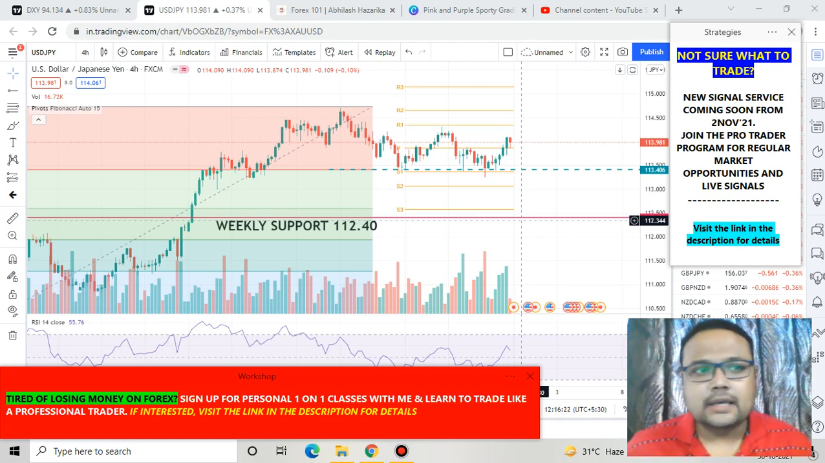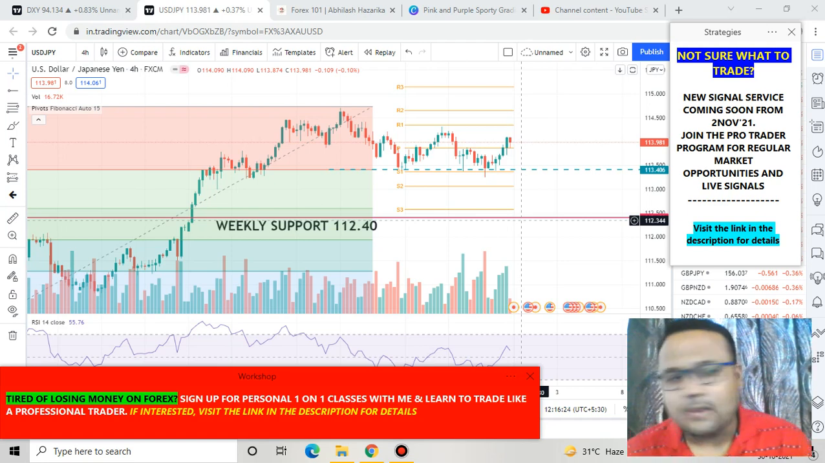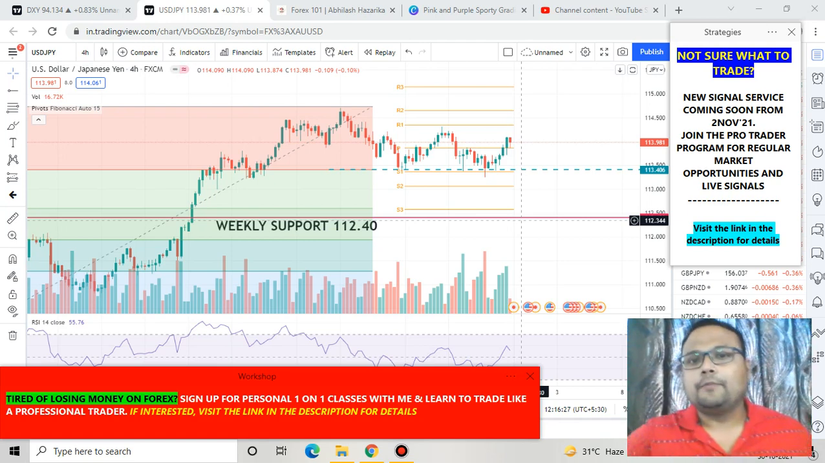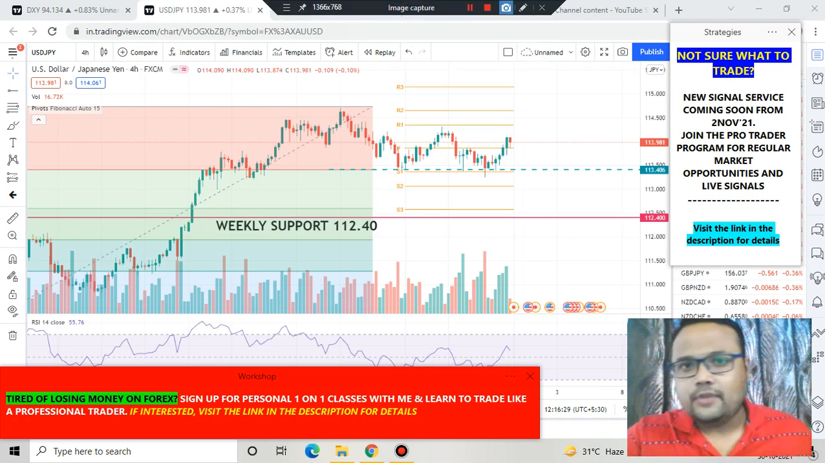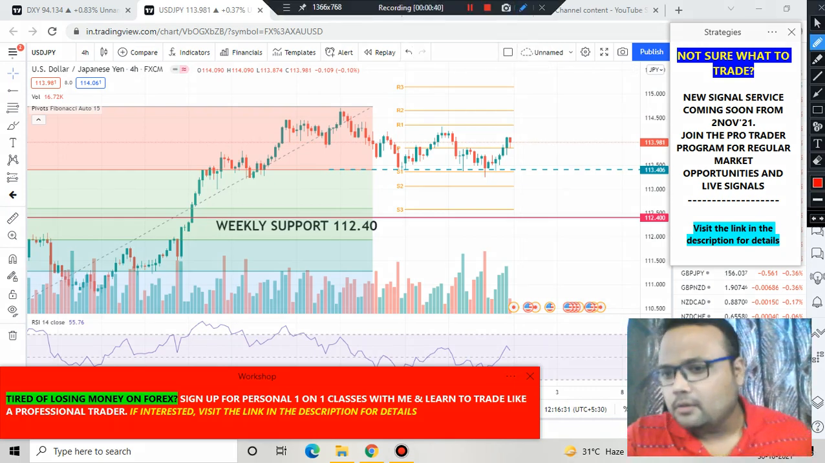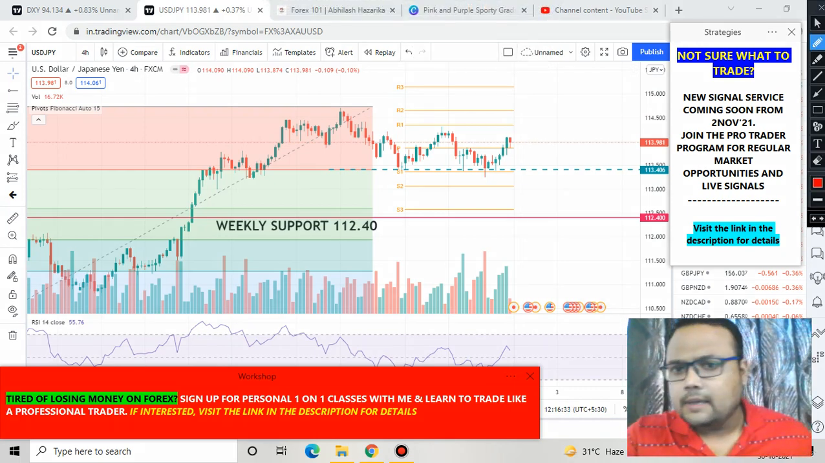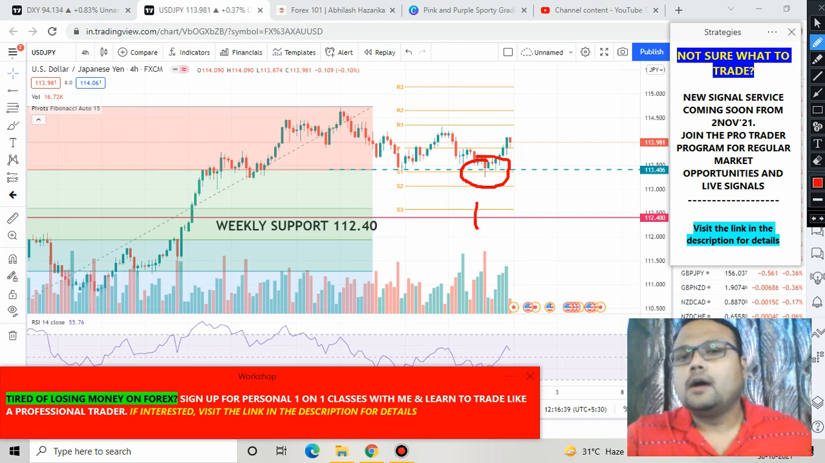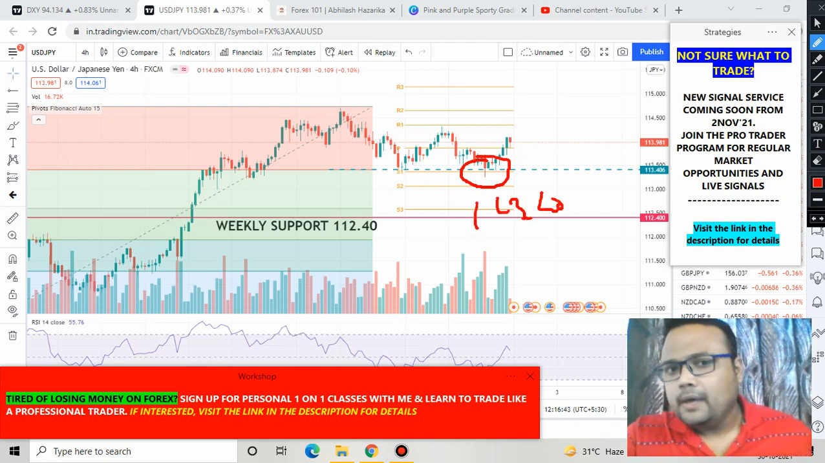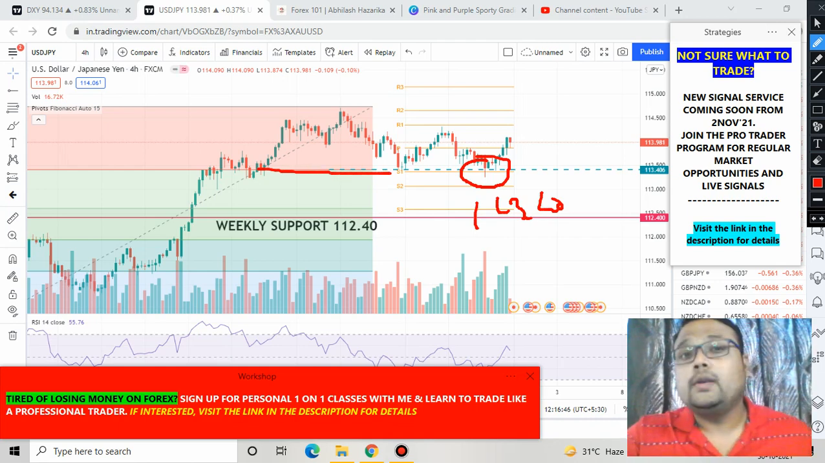So this is the 4 hours chart of USD JPY in front of us right now. And if you have watched my previous video on USD JPY, then hopefully you have made good profit, because I mentioned that there is a good possibility of the market bouncing from this particular level of 113.40, because this being the support as well as the 23.6% Fibonacci retracement level.